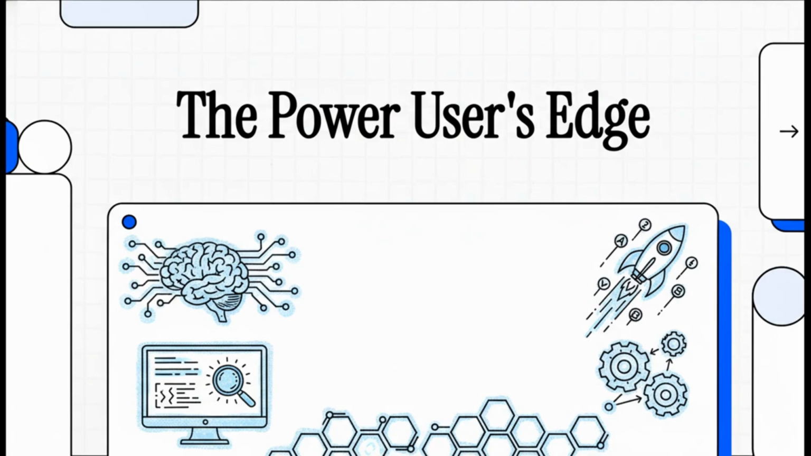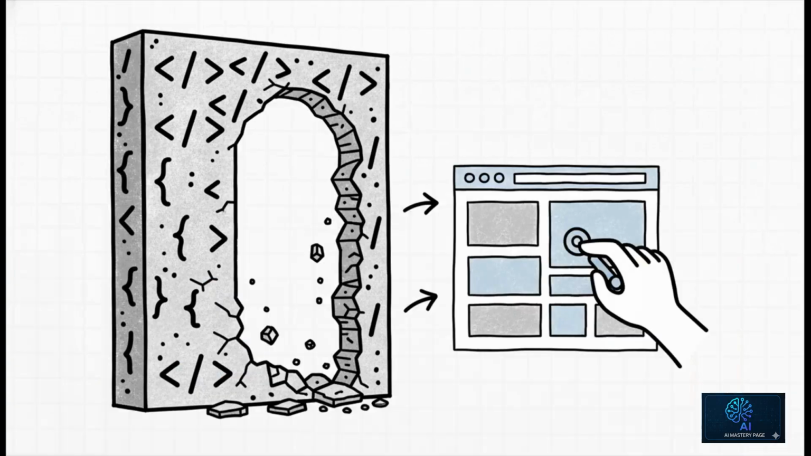All right, let's talk about AI. If you've ever felt like you're only scratching the surface of what it can really do, well, you're in the right place. Today, we are unlocking the power user's edge. Think about it for a second. For years, building something technical like a website meant you needed some serious, hard-earned skills. That barrier? It's starting to crumble.